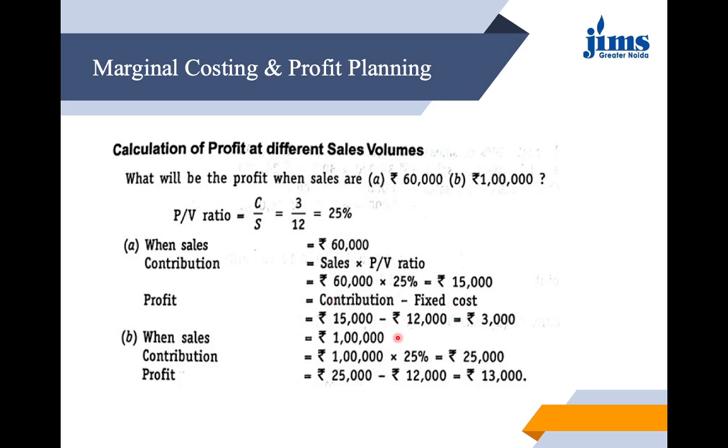But when sales is 1 lakh, in that case the contribution is rupees 25,000, and here the profit is 13,000. So we are able to see, if we are having higher sales, we are having higher profits.